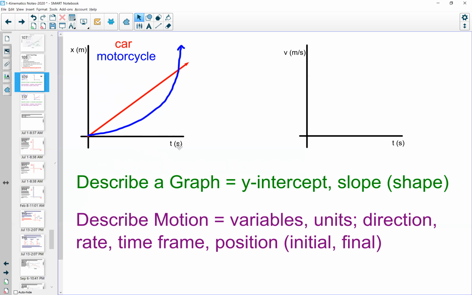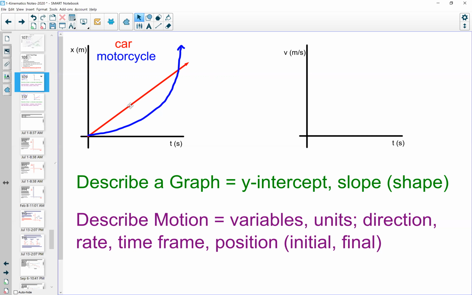And this, you can see, is a position-time graph. It is not scaled, but that doesn't mean you can't refer to things such as time frame when you're describing the motion. So first, let me tell you how I would describe these two graphs. For the car, I would say it has a y-intercept of 0. In other words, you could even say it starts at the origin. And then I would say it has a constant positive slope, or a diagonal line going from the origin upward. And that's all you would need to say.